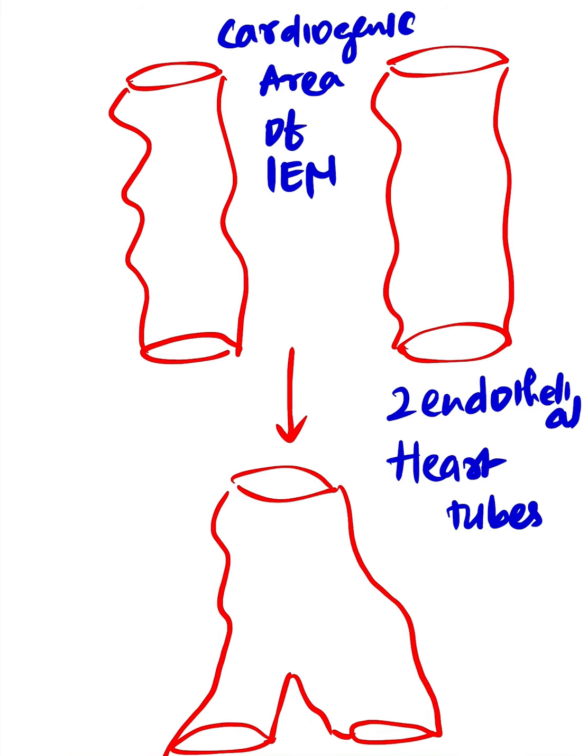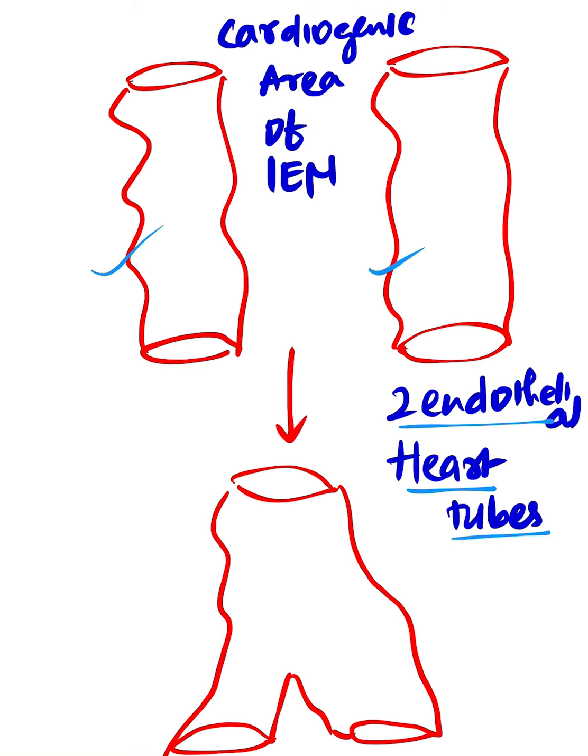Hey guys, today we'll be talking about development of the heart tube. Firstly, in the embryo, the heart is developed in the cardiogenic area of the intraembryonic mesoderm. And how does this originate? It originates by development of the two endothelial heart tubes.